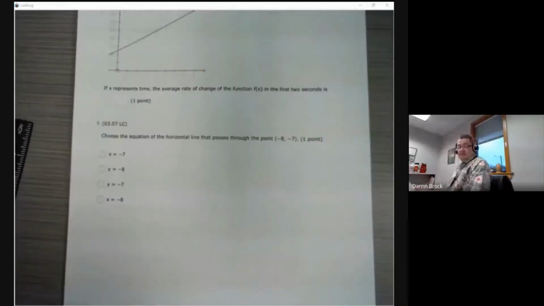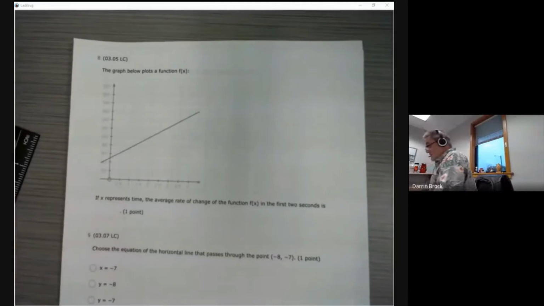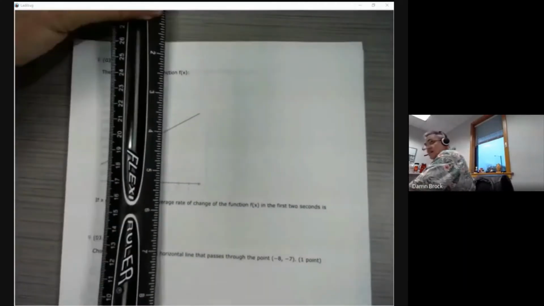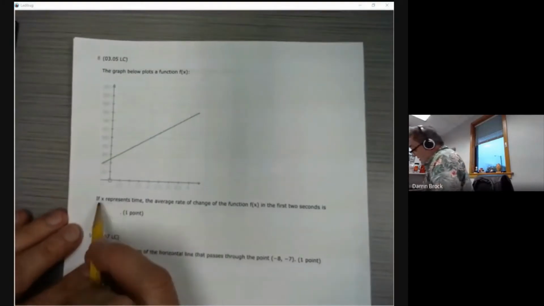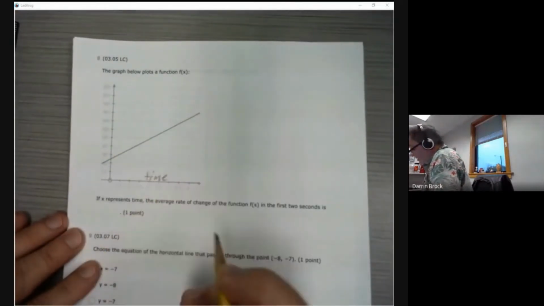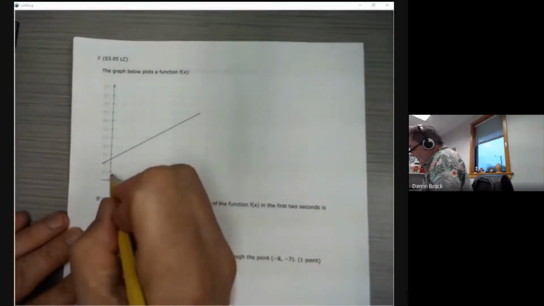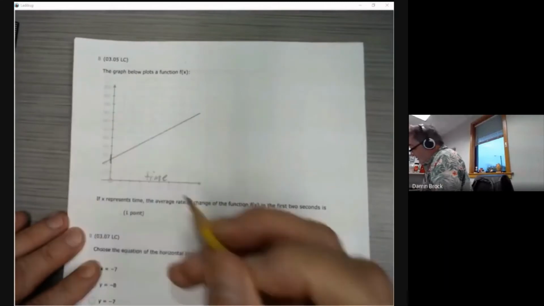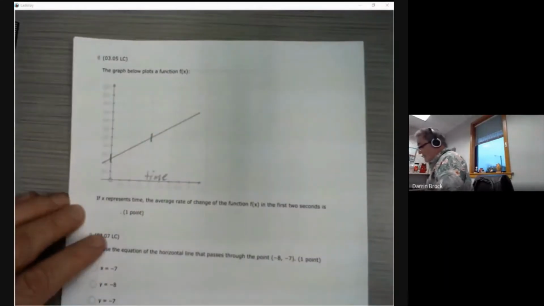All right, let's look at number 8. Okay, the graph below plots a function. We know it's true because if we drew a line anywhere, it would only touch that one time. If x represents time, so this is time, the average rate of change in the function in the first 2 seconds. So here's right there, 2 seconds goes to right there. So what is the average rate of change?